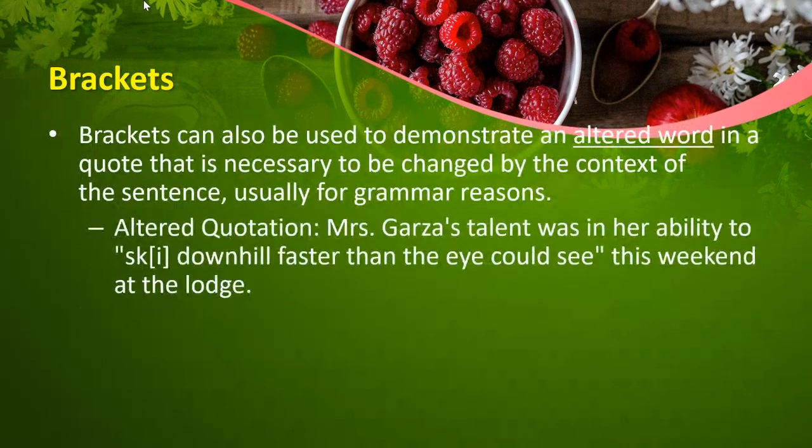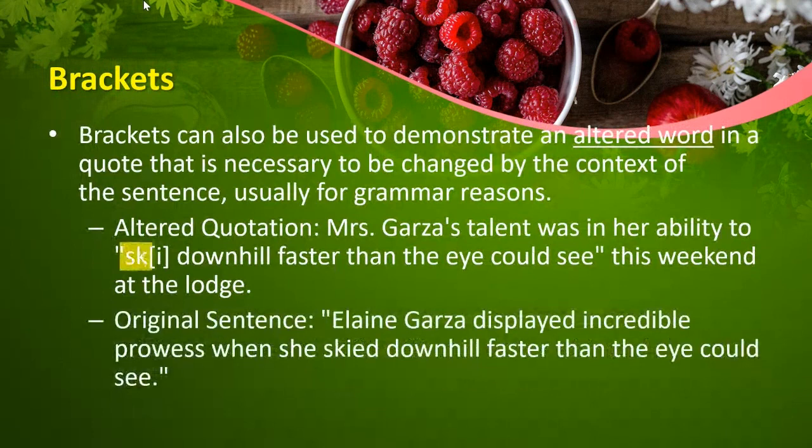Another use of brackets is to demonstrate an altered word in a quote. Depending on the context of the sentence, brackets may be used to alter a quote as needed to make the sentence grammatically correct. Take a look at this altered quotation and the original sentence. In this altered quotation, the word ski has been altered so that the sentence reads smoothly with the embedded quote.